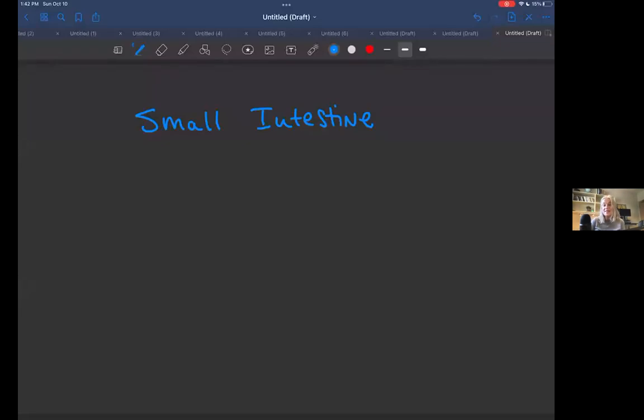So the small intestine is the next component of our alimentary canal after the stomach. It extends from the pyloric valve to what is called the ileocecal valve. It is small because of the small diameter, but it is actually longer with much greater surface than the large intestine.